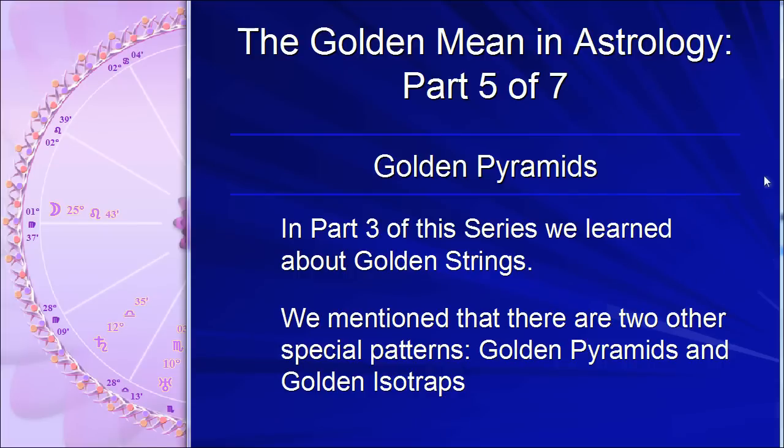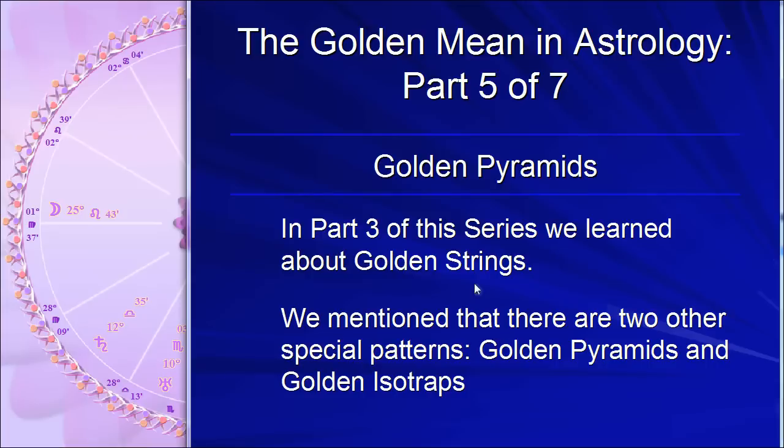Hello, this is part 5 in a series of 7 videos on using the golden mean in astrology, and in this video I'm going to describe what golden pyramids are. Golden pyramids are one of 3 kinds of 4-planet patterns that involve a lot of golden ratios. So these 3 kinds of patterns are golden strings, golden pyramids, and golden isotraps.